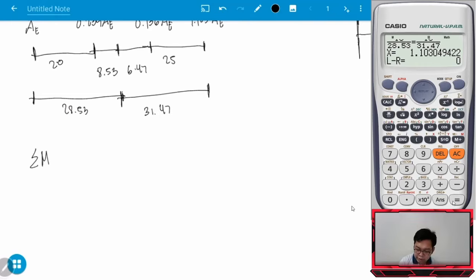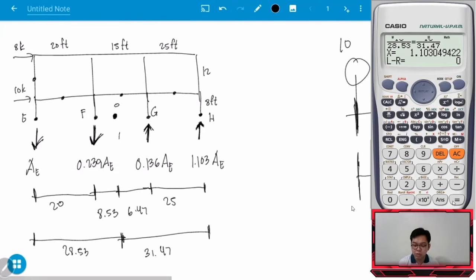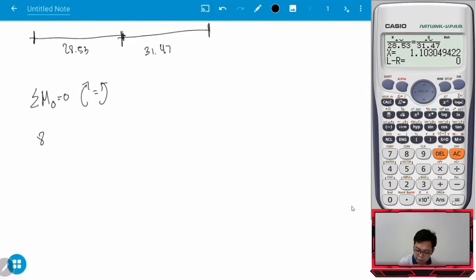Summation of moments at O is equal to 0. Clockwise is equals counterclockwise. Now, from our figure, from our section, ano yung mga clockwise moments? Obviously, the clockwise moments, di ba sinabi ko kanina, yung lateral loads. So, yung 8 kips will rotate clockwise with respect to point O dito, with a moment arm of 12 plus 8. Ano yan? 20. Tama, 20 ang moment arm ng 8 kips. Yung 10 naman, ang moment arm niya is 8 lang. Okay? So, 8 times 20 plus 10 times 8.